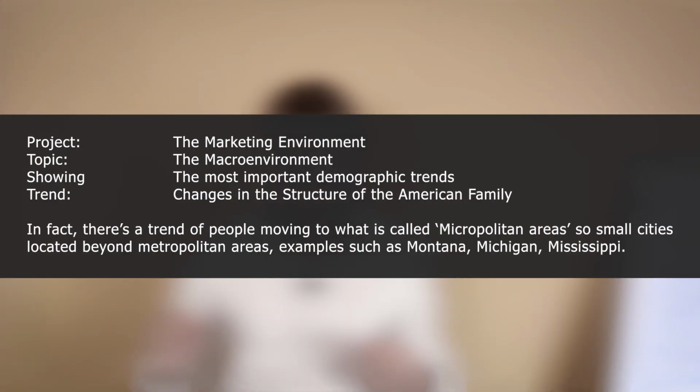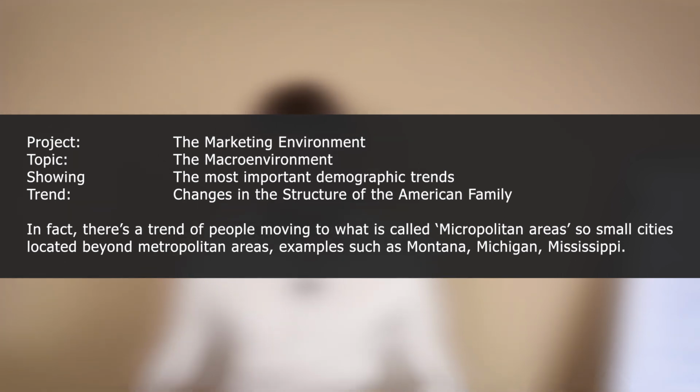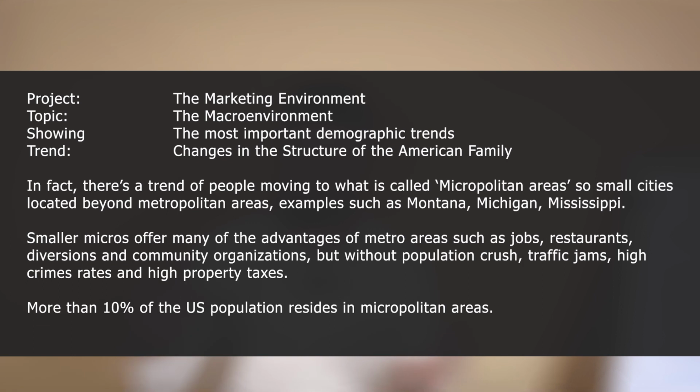In fact, there is a trend of people moving to what are called micropolitan areas, so smaller cities located beyond metropolitan areas, with examples such as in Montana, Michigan, or Mississippi. Smaller micros offer many of the advantages of metro areas such as jobs, restaurants, diversions and community organizations, but without the population crush, the traffic jams, the high crime rates, and high property taxes.